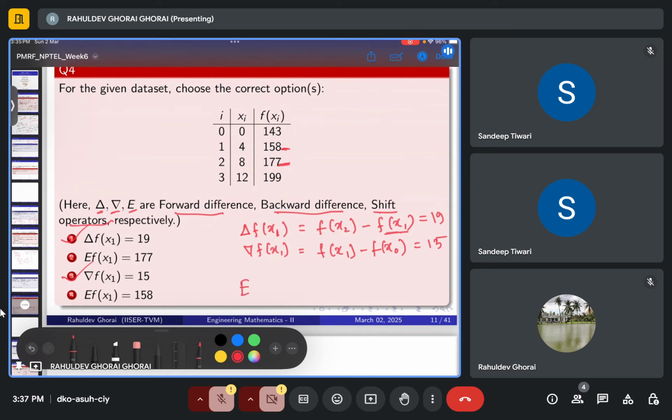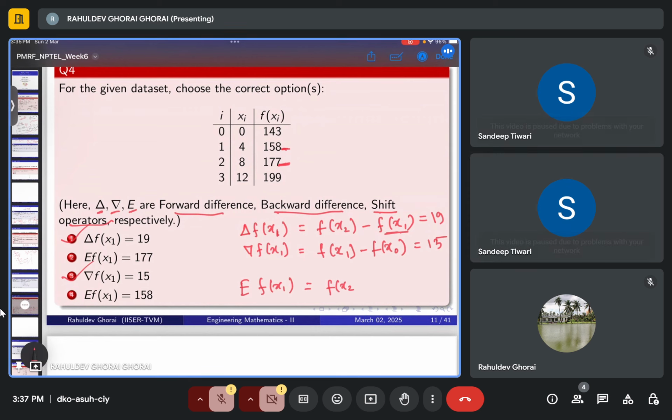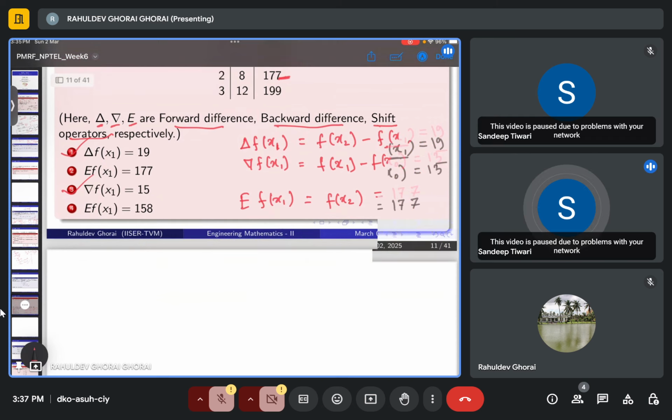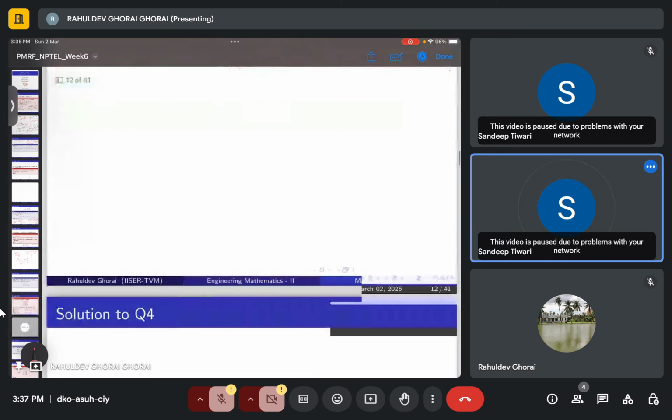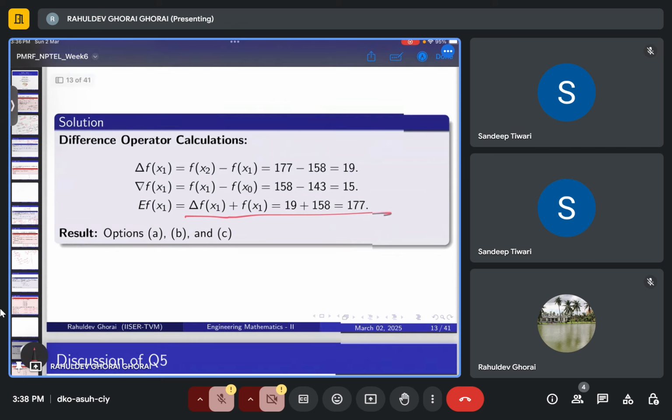Now if you take E of f of x1, what will this be? f of x2, 177. Shift means just one step. Also you can see using this: f of x1 plus the difference, f of x2 minus f of x1, so that will be again this one.